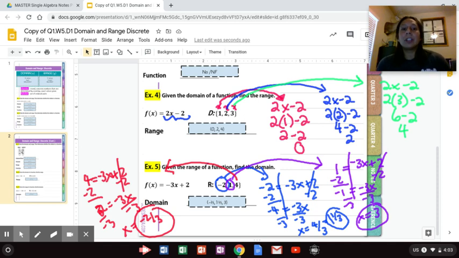Okay, you guys are going to be working out domain and range today, practicing with listing them from least to greatest, making sure not to repeat your values, and determining if it's a function or not.